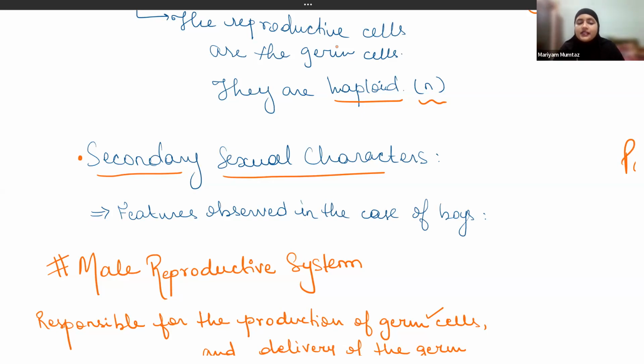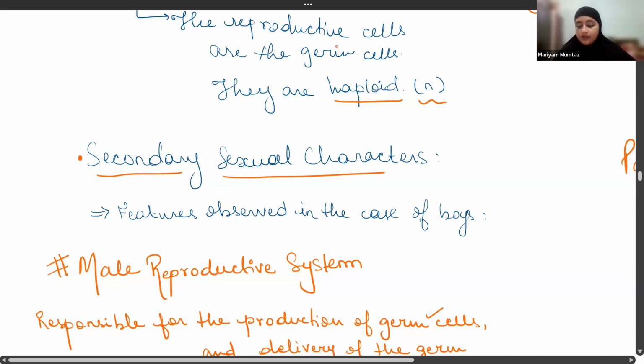In case of boys, first of all, the growth in height happens. Apart from that, in the case of boys, the production of sperm takes place. It begins at the age of puberty. Apart from that, in the case of girls, the waist region starts broadening up.